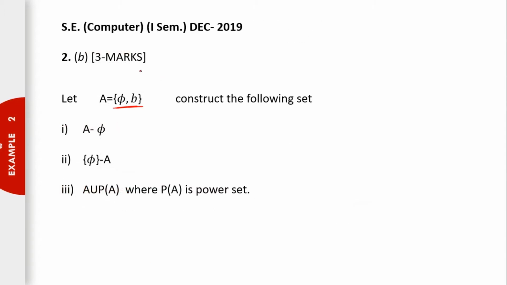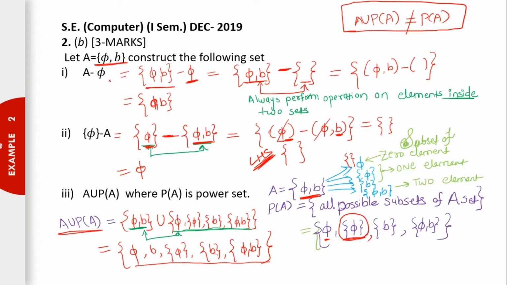Next question. Let A is equal to {phi, b}. Construct the following sets: A minus {phi}, {phi} minus A, and A union P of A. Now here, for performing any operation on your sets, whatever operator you have, on the LHS and RHS side you should write all the elements. This means if you have any operator, plus, minus, union, anything, on the LHS side you should have all the elements written inside the curly braces, and on the RHS side you should have all the elements written inside curly braces. Then and only then can we perform the operation.